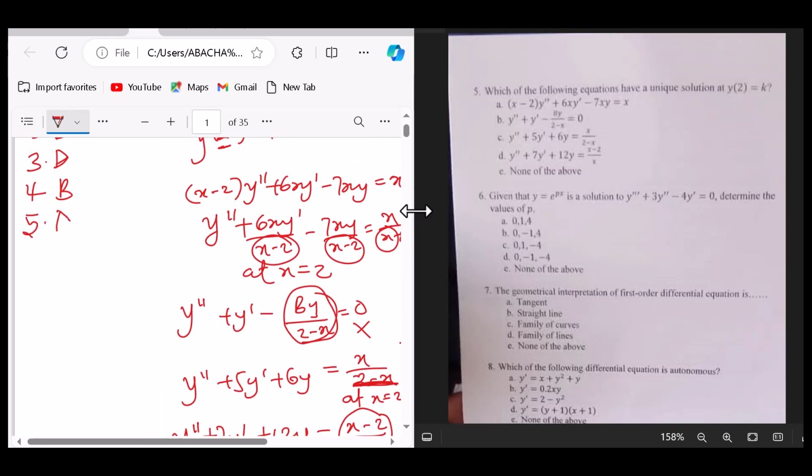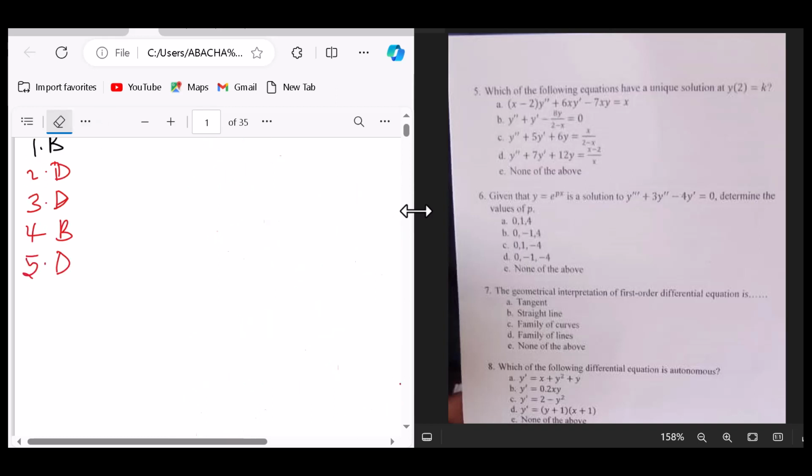So 5 is D. Now 6, given that y equals e power px is a solution to y prime prime prime plus 3y prime prime minus 4y prime equals 0. Determine the values of p.